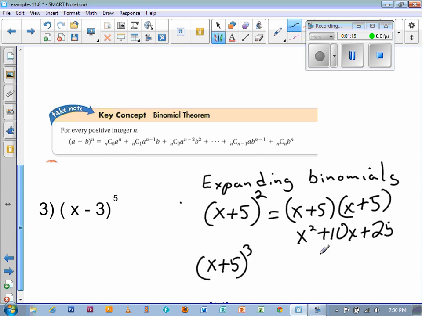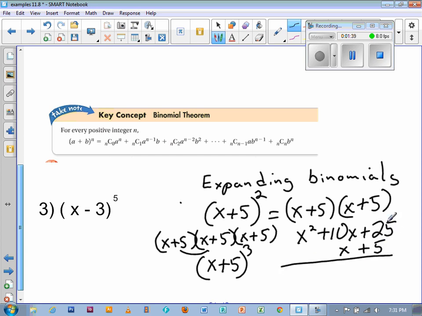Well, if we're going to expand that, we'd multiply the first two. Remember, this is the same thing as x plus 5 times x plus 5 times x plus 5. There are 3 x plus 5s. We already multiplied the first two and got that result. Then you would have to take the third x plus 5, and the way we multiply those out is we line them up.